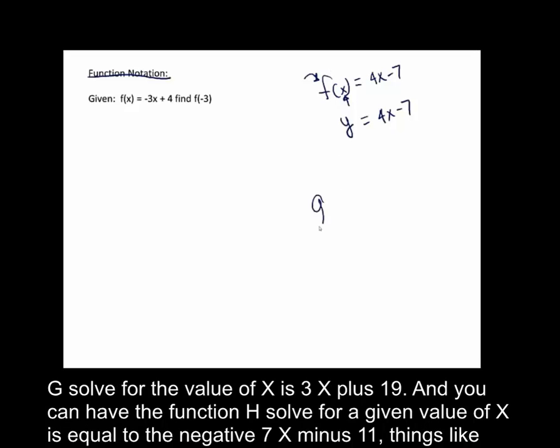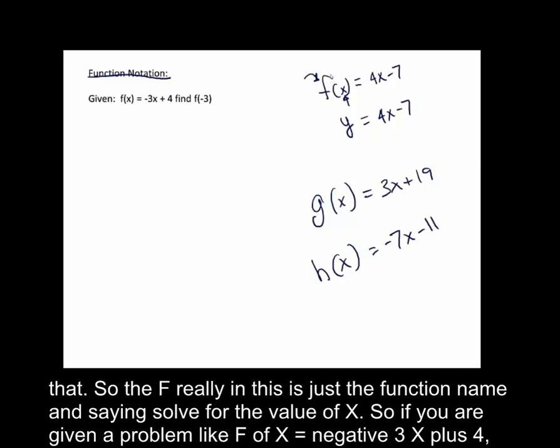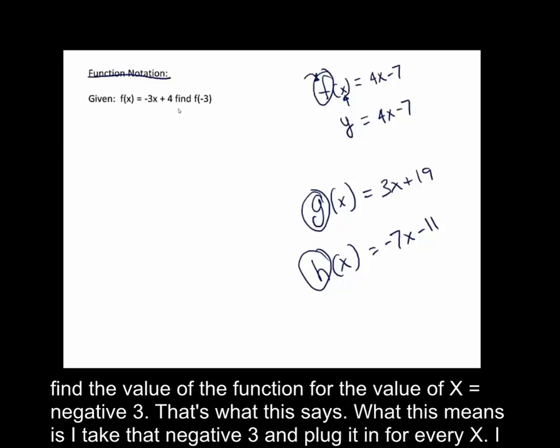Because you can also have the function g solve for the value of x is 3x plus 19. And you can have the function h solve for the given value of x is equal to -7x minus 11. Things like that. So the f really in this is just the function name and it's saying solve for the value of x. So if you're given a problem like f of x equals -3x plus 4, find the value of the function for the value of x equals -3. That's what this says.